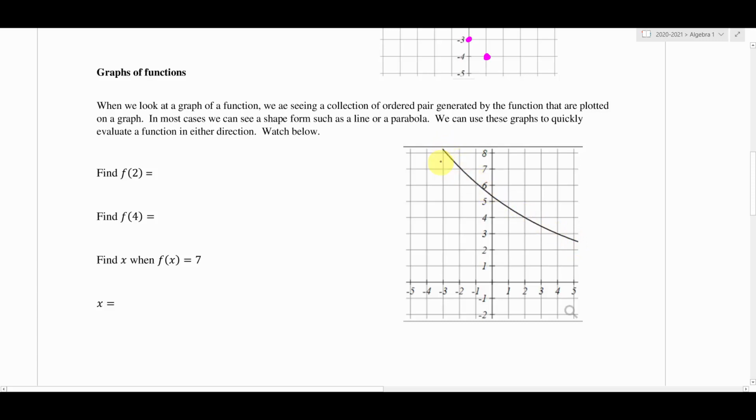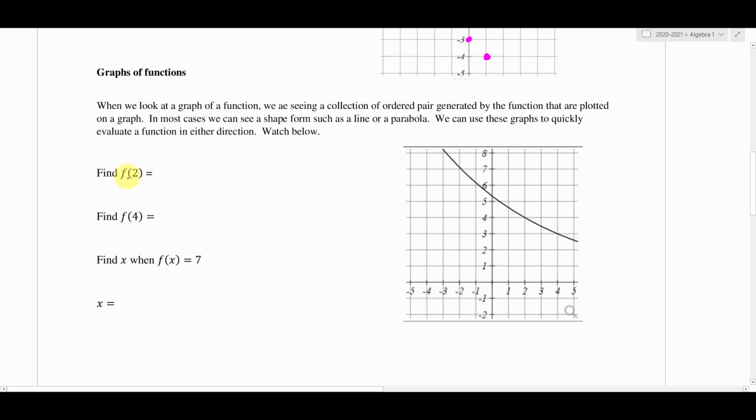In most cases, when we graph a function, you will see some kind of shape form as you plot the points, right? So you might see a line or a parabola. In this case, we just see a general curve going on here. All right. The nice thing about these graphs is that we can use them quickly to understand the nature of a function or its behavior, but we can also use it to evaluate a function in either direction. All right, so watch what I do here.